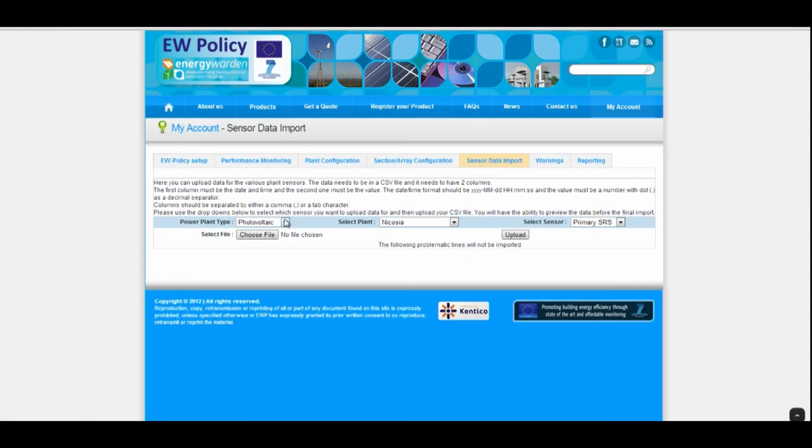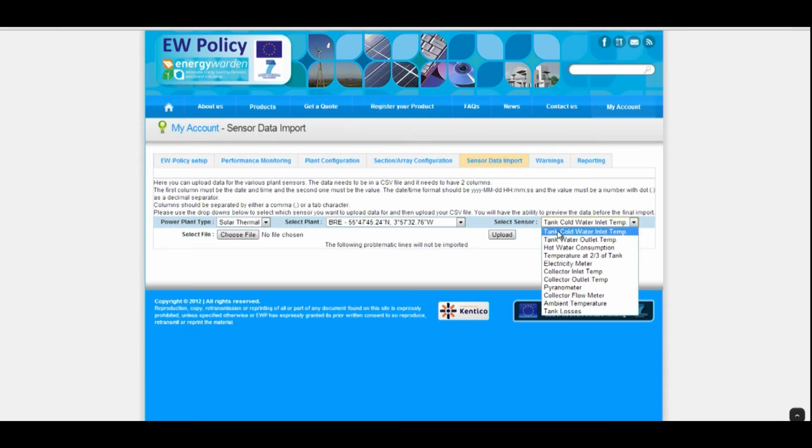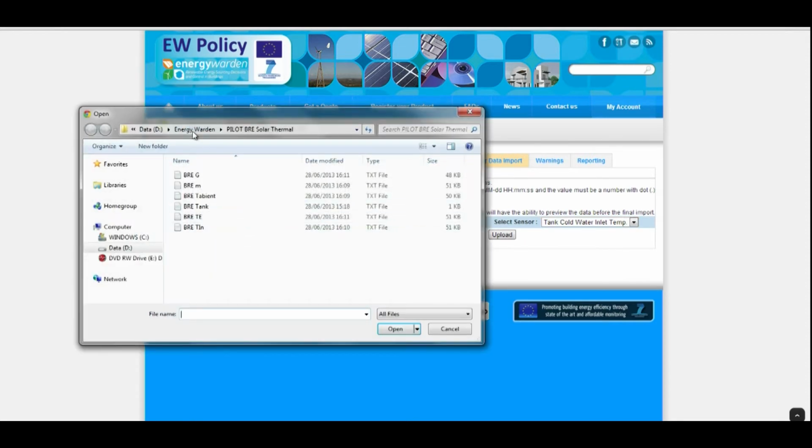For that reason, the power plant type and the examined plant should be selected. Using the Select Sensor drop-down menu, all measured values from sensors that are needed for the performance could be uploaded and imported to the Energy Warden Policy Module.